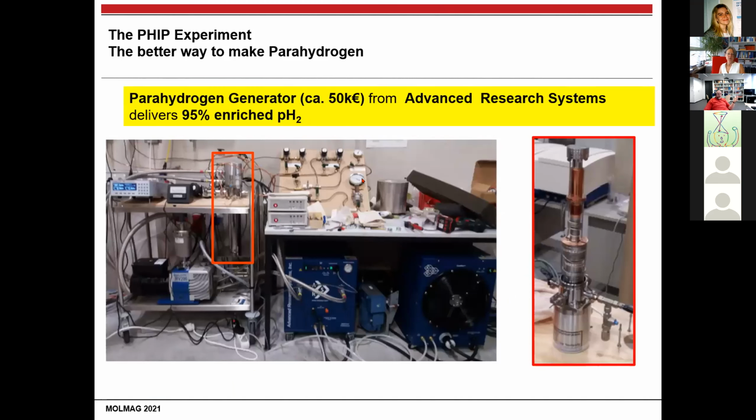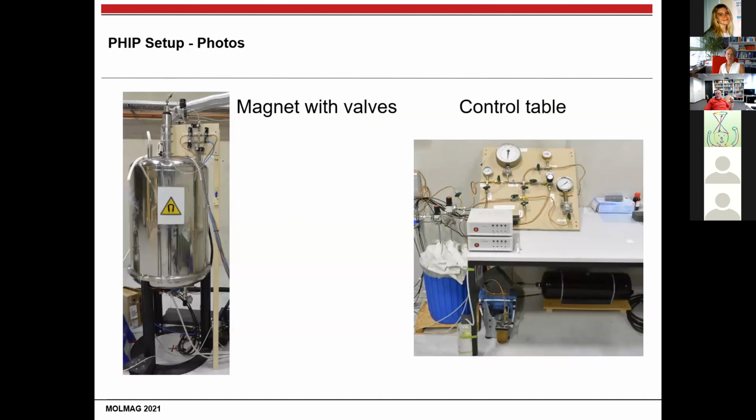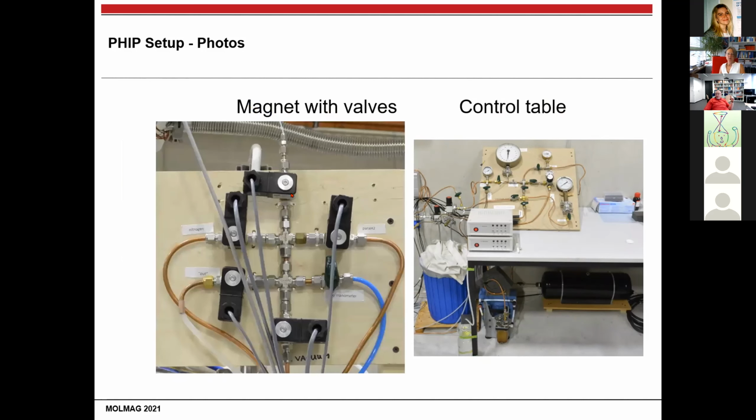So this is a bit more practical kind of view. You see it looks relatively fancy. And the nice thing is also, since about 2 years or so, we have a parahydrogen generator. It's from Advanced Research Systems. It's about 50K euro and delivers 95% enriched parahydrogen. It's very, very stable and easy to use, much better than any other vendor. Okay, now this is just some photos of the setup. Here basically are the electronic valves. Here's the NMR magnet of the normal spectrometer. These here are the control valves with the magnetic valves. And just some short tubes.